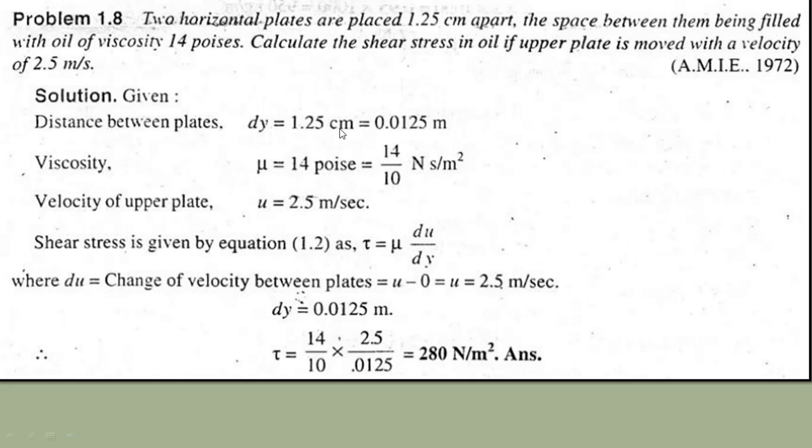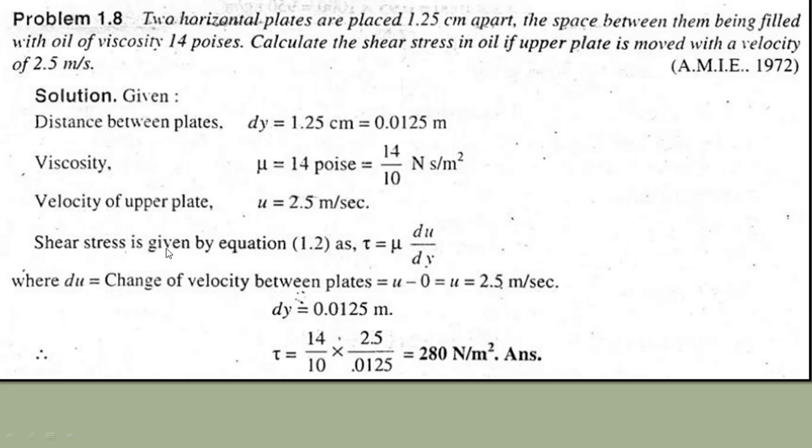So 1.25 centimeter, and viscosity mu is equal to 14 poise, which is equal to 14 divided by 10 Newton second per meter square. So this is the unit conversion: 1 poise is equal to 1 divided by 10 Newton second per meter square. So the velocity of upper plate u is equal to 2.5 meter per second.